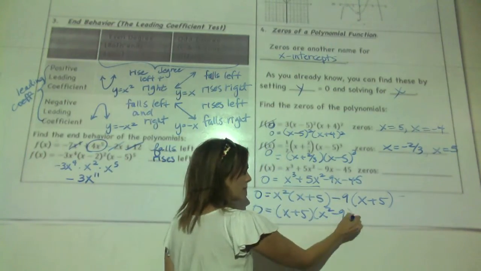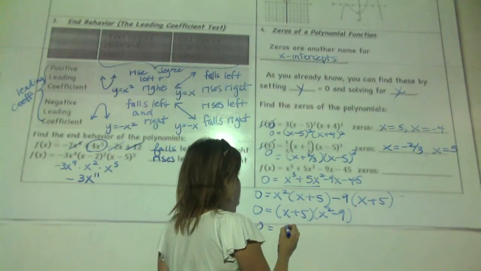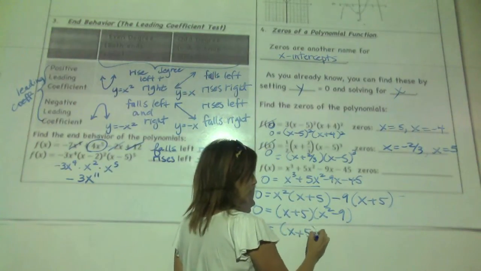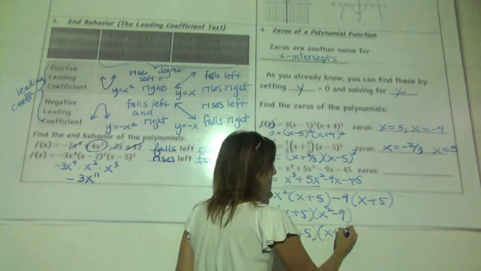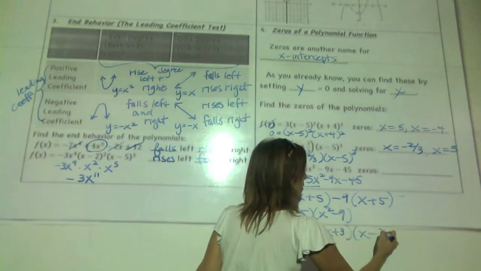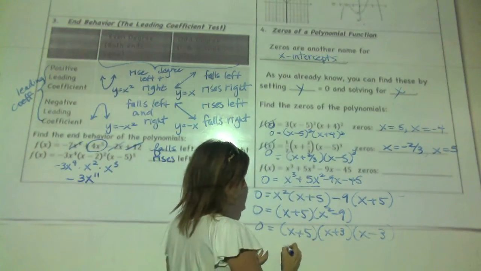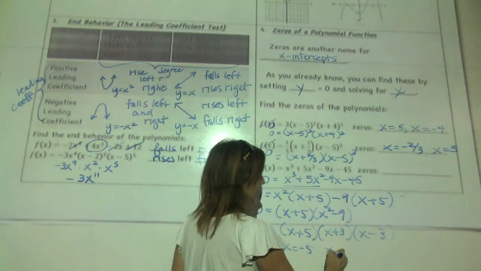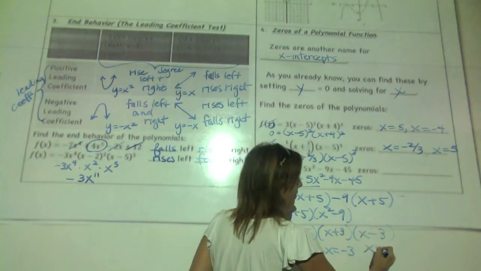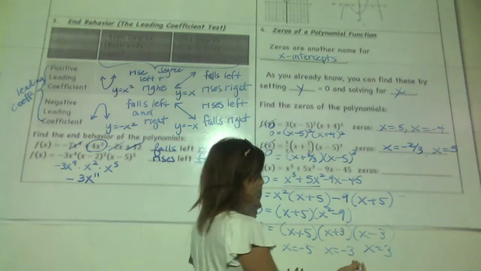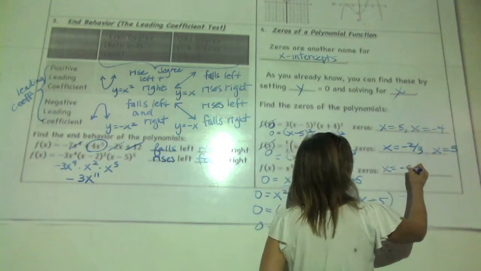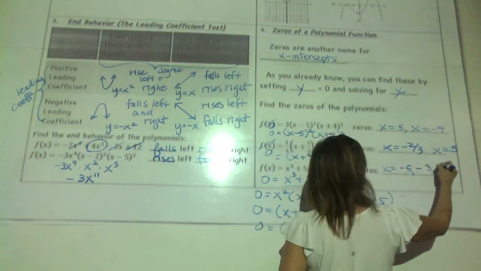Oh, I think this one factors a little further. 0 is equal to x plus 5, x plus 3, x minus 3. All right, so x is equal to negative 5 here, x is equal to negative 3 here, and x is equal to 3 here. So my zeros are negative 5, negative 3, and 3.